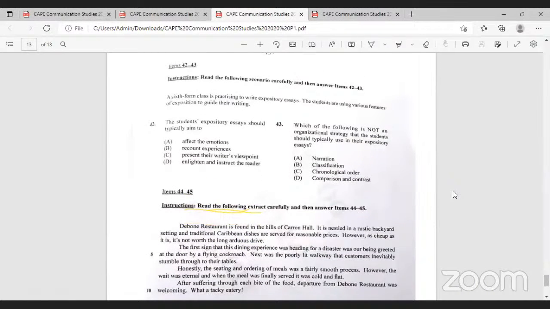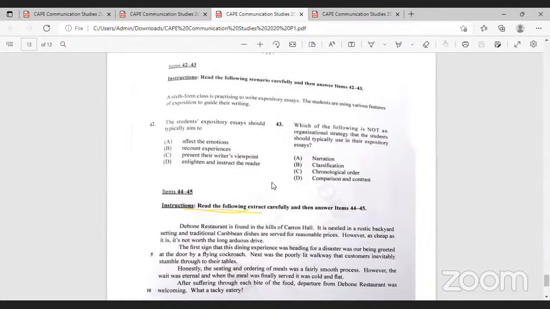42 and 43. So a sixth form class is practicing to write expository essays. Students are using various features of exposition to guide their writing. So this sounds, for those who were with us for the 2019 paper, it's basically similar to questions on that paper. So 42 asks, the students' expository essays should typically aim to what? Affect the emotions, recount experiences, present the writer's viewpoint, or enlighten and instruct the reader. Expository. D, yeah, answer is D. Enlighten, yeah, expository, you're exposing things for them to understand.